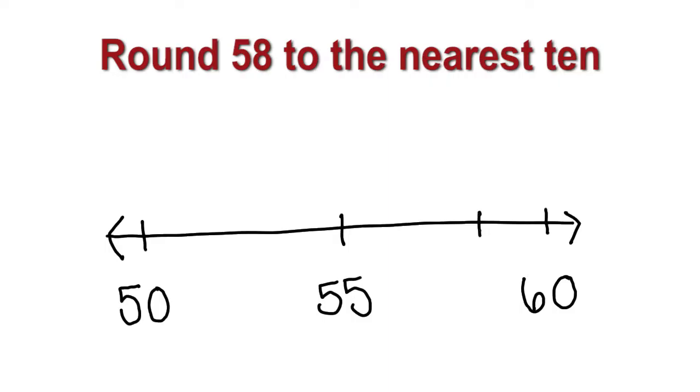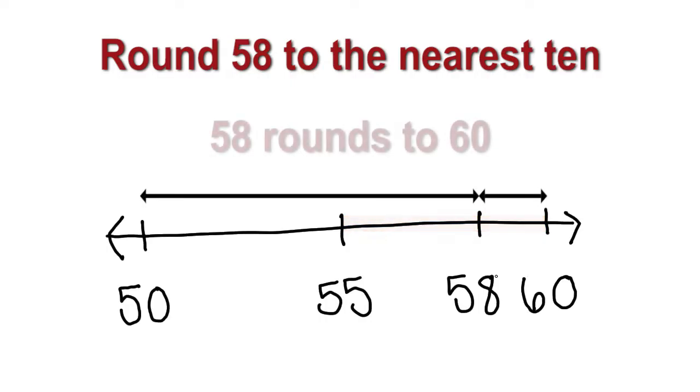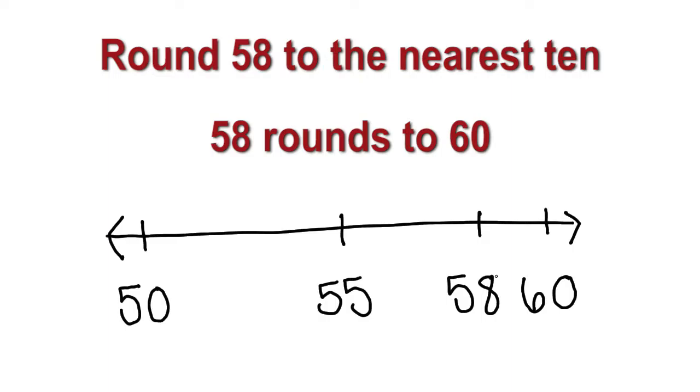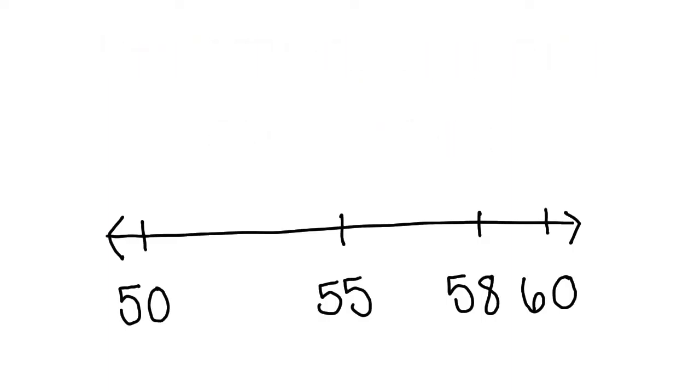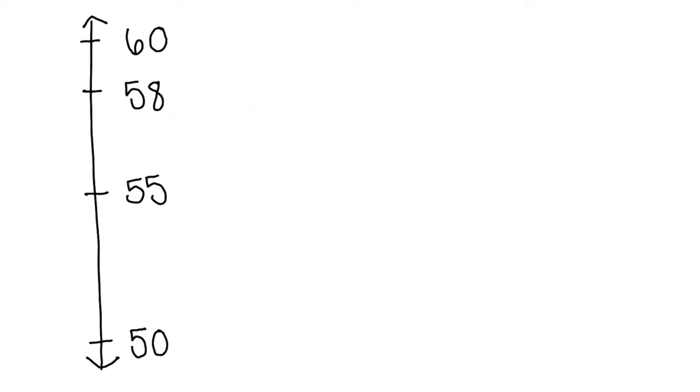If I place the number 58 on the number line, I would notice that 58 is between 55 and 60, and it is closer to 60 than 50. So when rounding 58 to the nearest 10, it rounds to 60. If I took this same number line and rotated it vertically, many things would look the same. The 50 would now be at the bottom of the number line and the 60 at the top. This makes it easier for students to visualize.